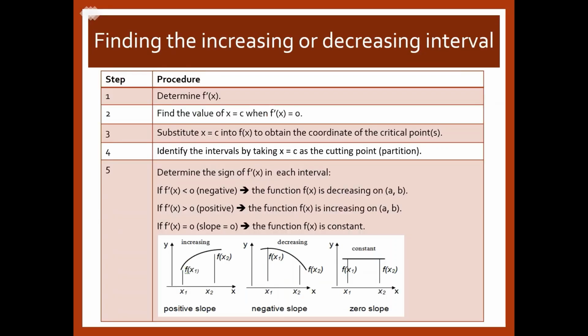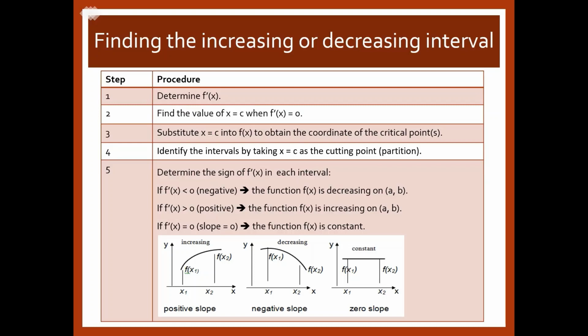Following are the steps in finding the increasing or decreasing interval. First, determine f prime x. Next, find the value of x equal to c when f prime x equals 0. Then, substitute x equal to c into f(x) to obtain the critical points. Identify the intervals by taking x equal to c as the cutting point. And finally, determine the sign of f prime x in each interval.